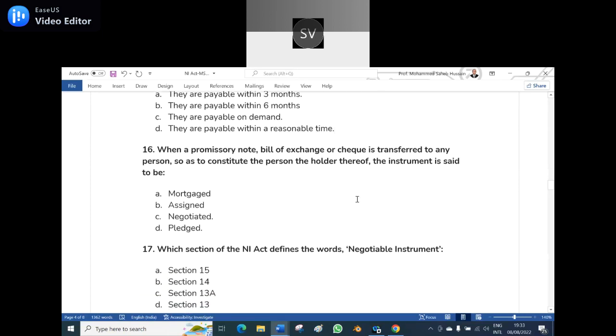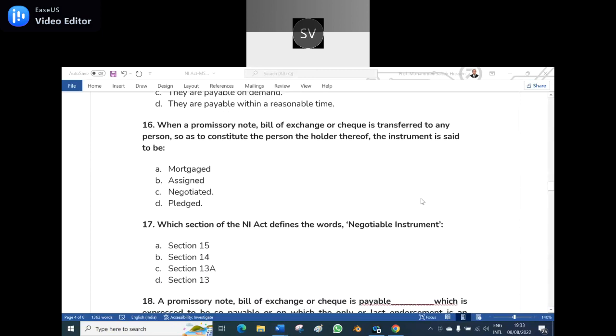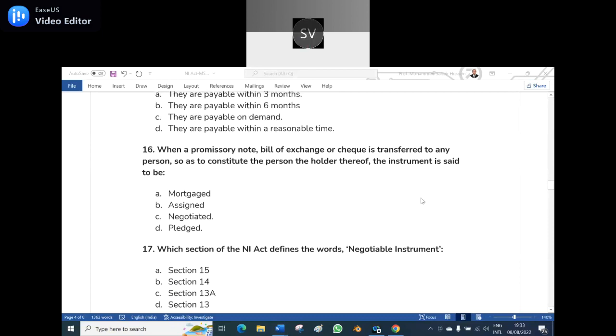16th question, when a promissory note, bill of exchange or check is transferred to any person so as to constitute the person the holder thereof, the instrument is said to be: option A, mortgaged. Option B, assigned. Option C, negotiated. Option D, pledged. Option C, negotiated, regarding NI Act.